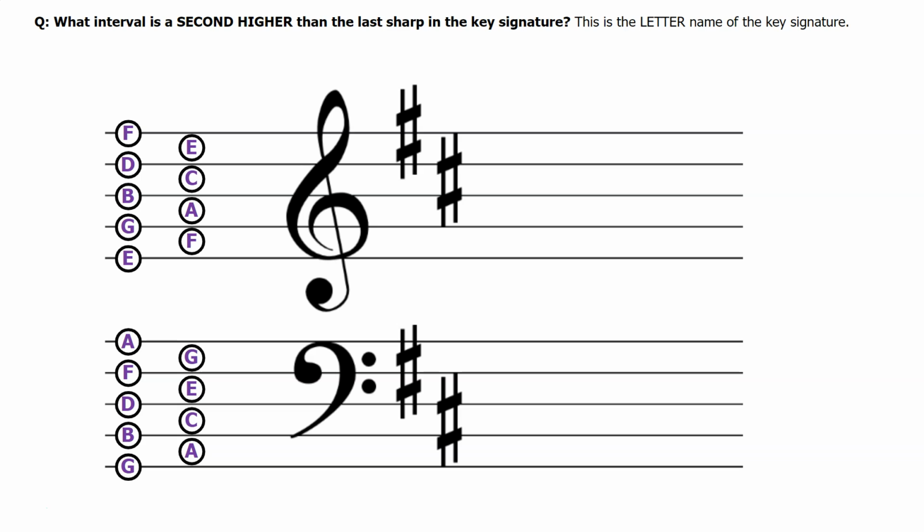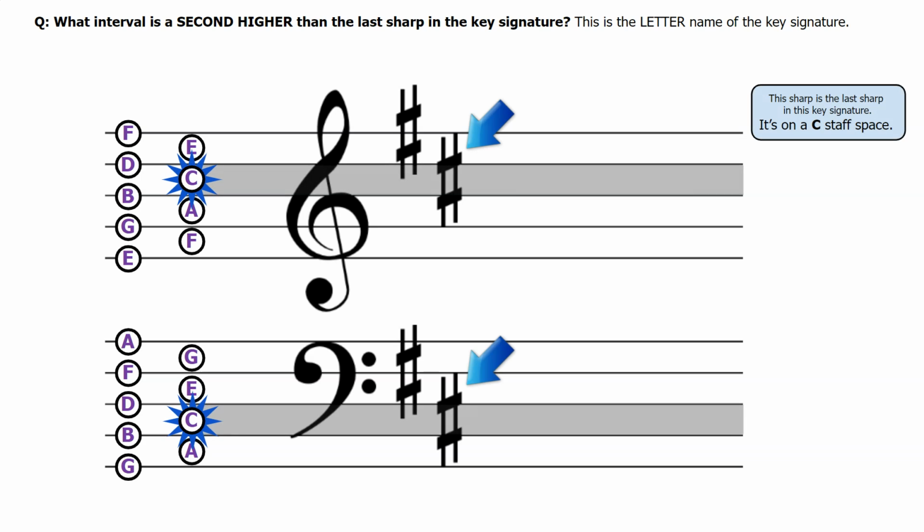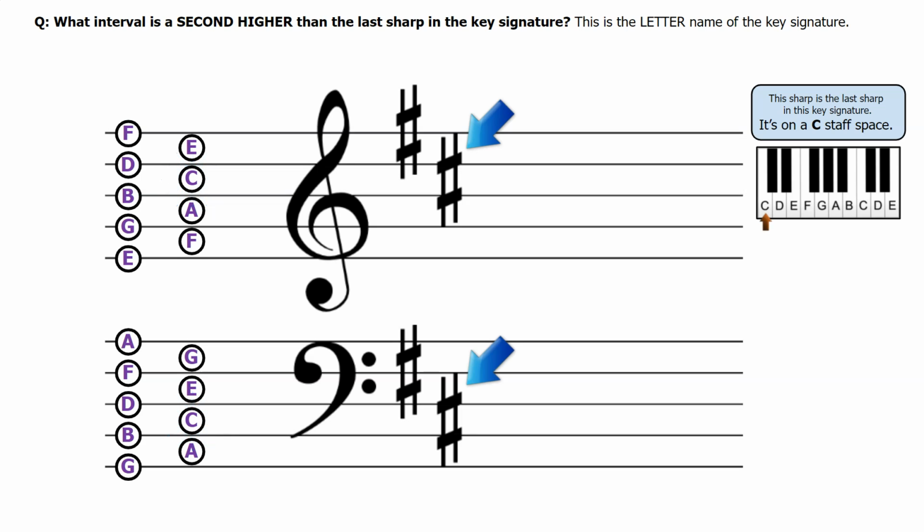So let's find that last sharp in the key signature. There it is. And by looking to see what line or space runs through its center, we can see that this sharp's letter name is C, because the middle of the sharp is on the C space of the music staff. To help us find a second higher than this, let's find the letter name on a piano keyboard. And how about we use this C right here?